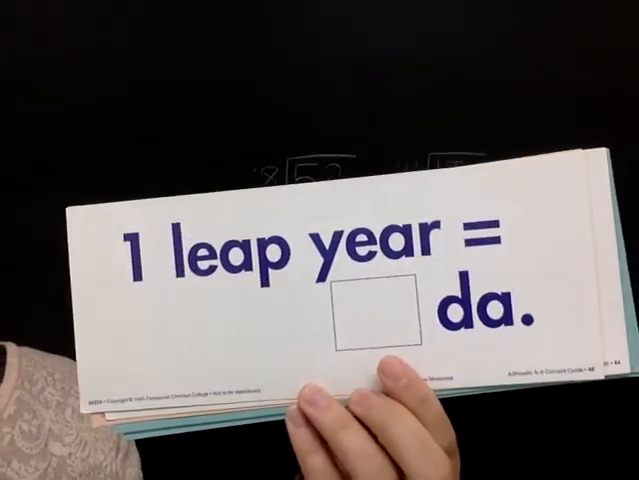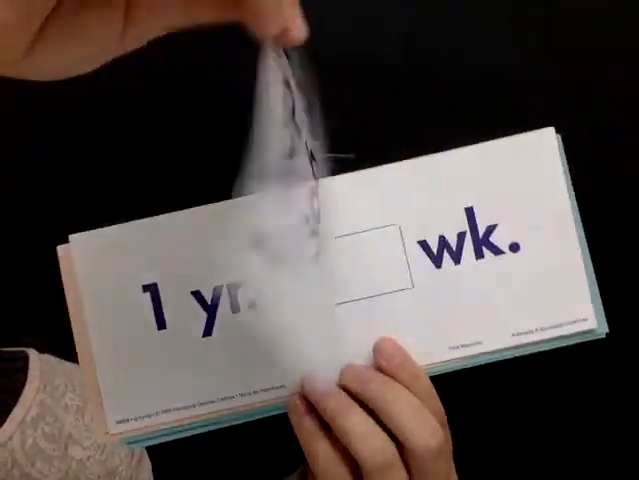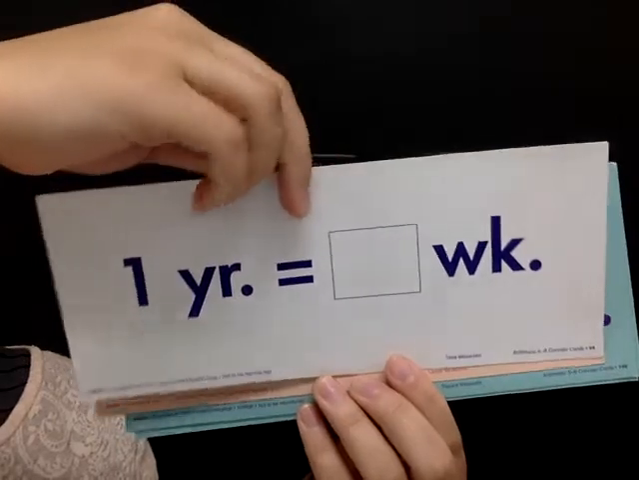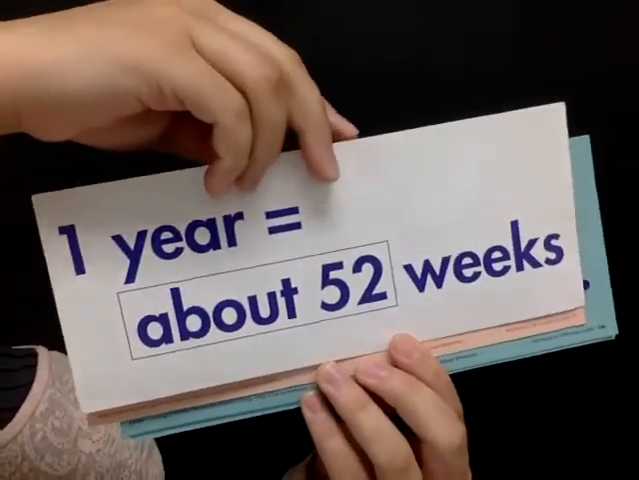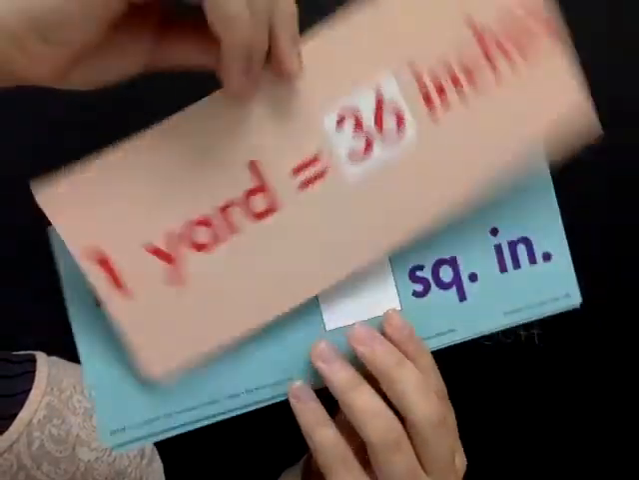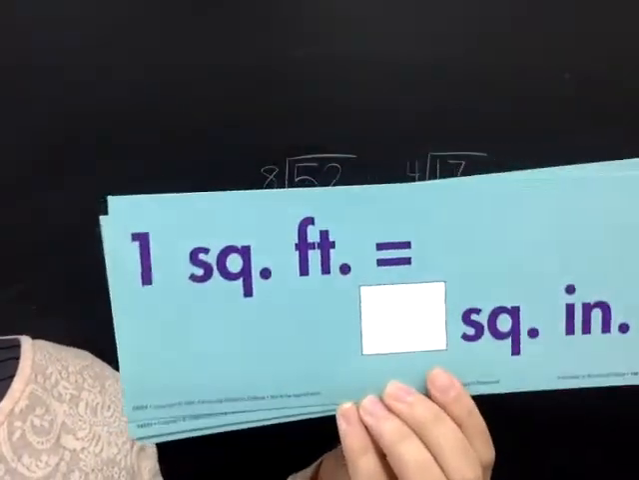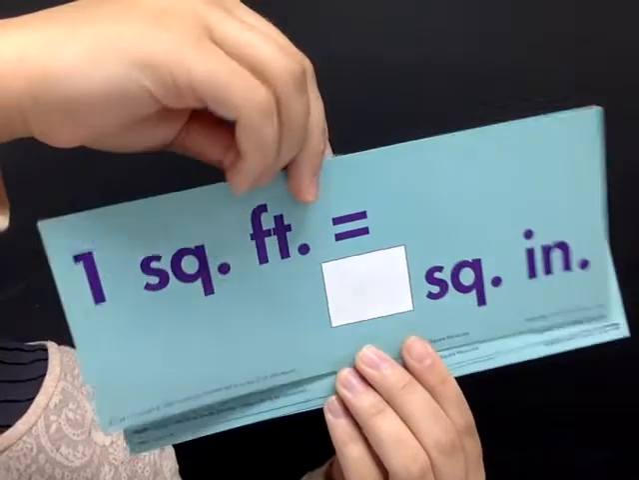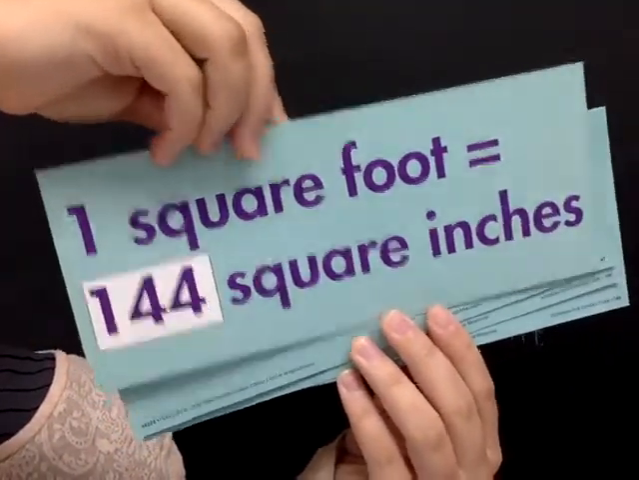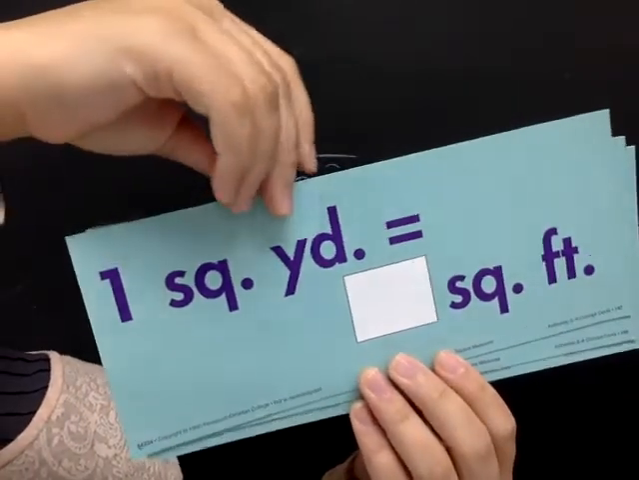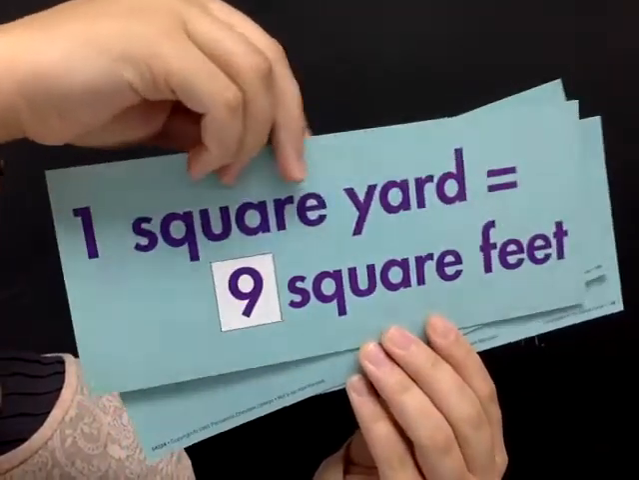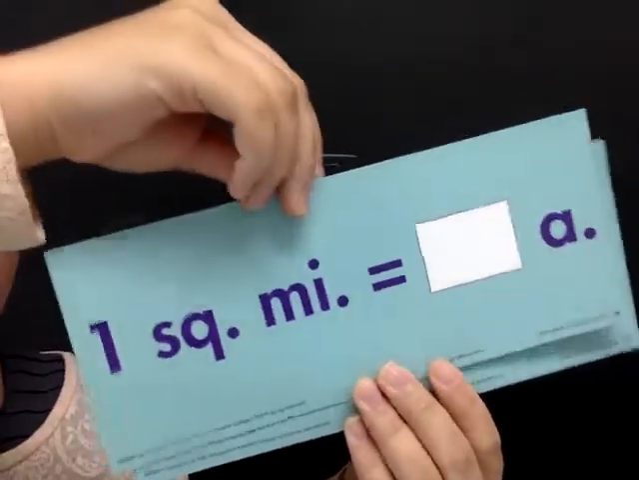10. 1 leap year equals how many days? 366. 1 year equals how many weeks? About 52. 1 yard equals how many inches? 36. 1 square foot equals how many square inches? 144. 1 square yard equals how many square feet? 9. 1 square mile equals how many acres?